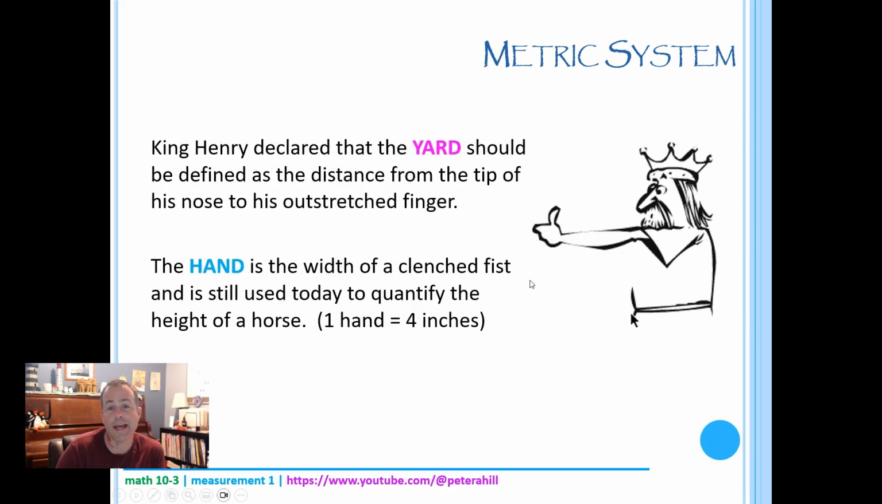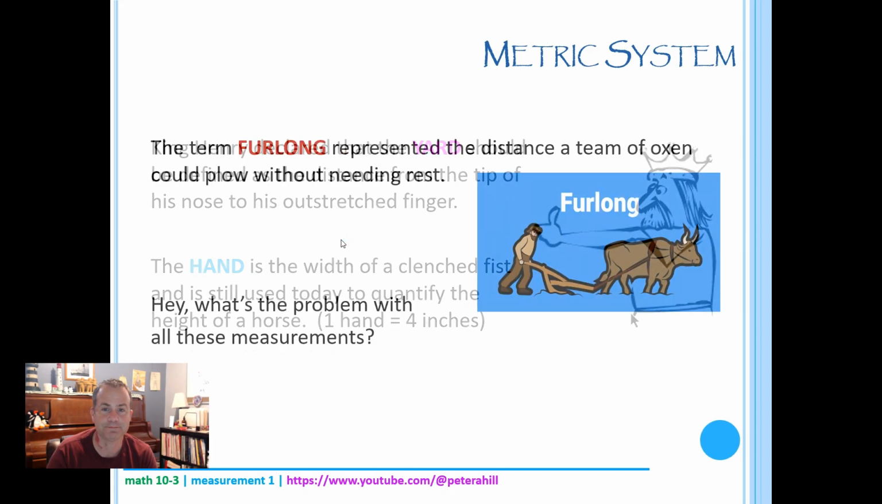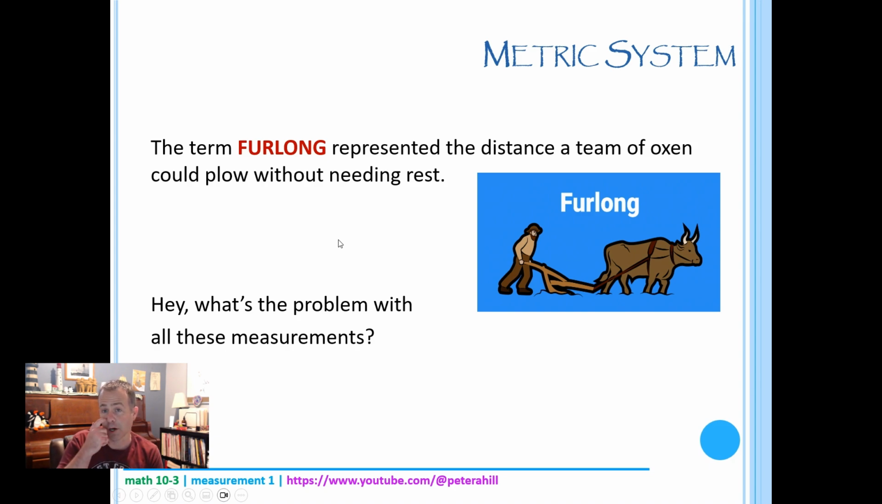Okay, King Henry declared that the yard should be defined as the distance from the tip of your nose, or his nose. That's actually a point I want to make in a minute, but the tip of his nose to his outstretched finger. The hand is the width of a clenched fist and is used today to actually still quantify the height of a horse. So one hand is about 4 inches.